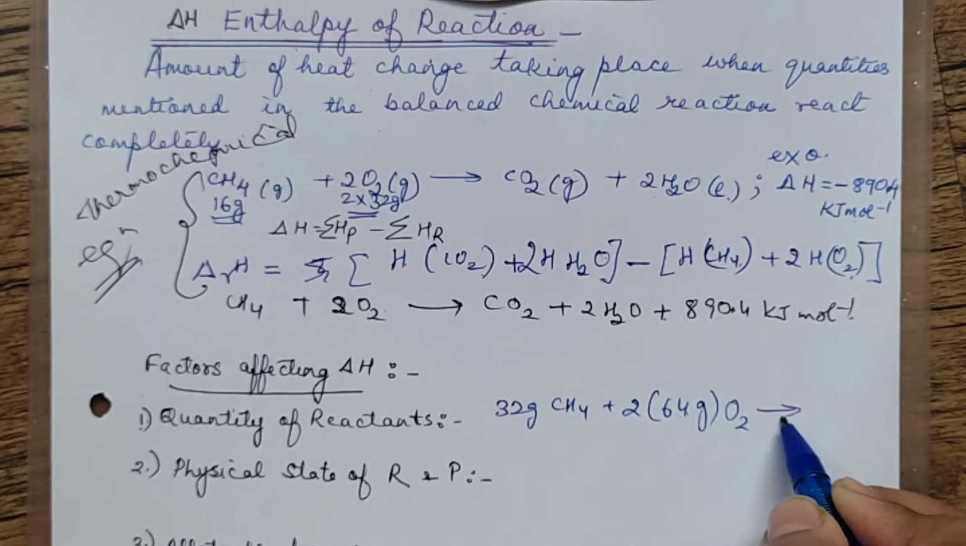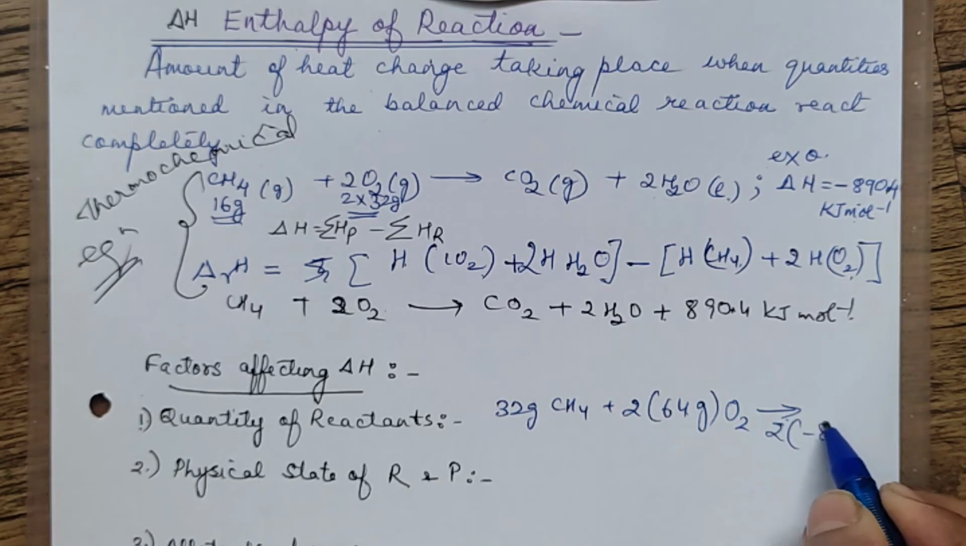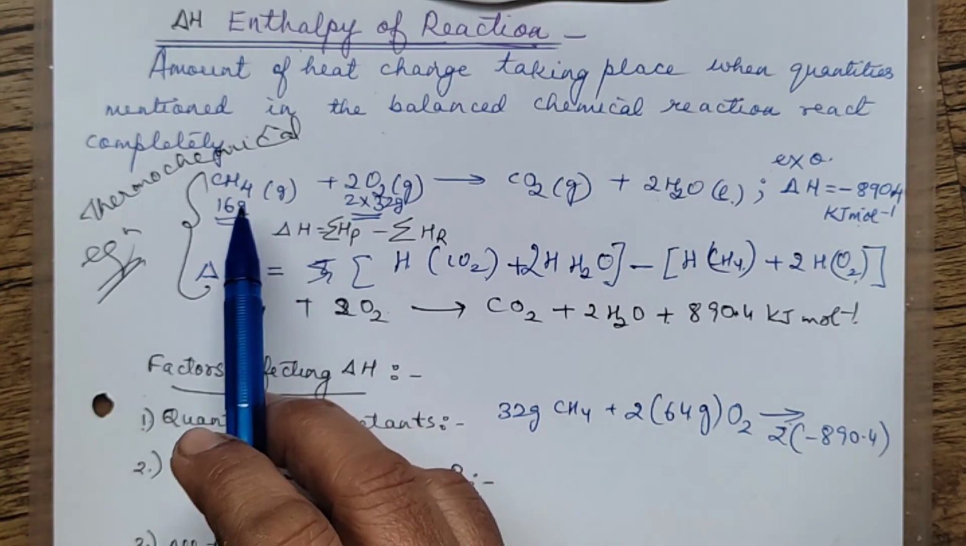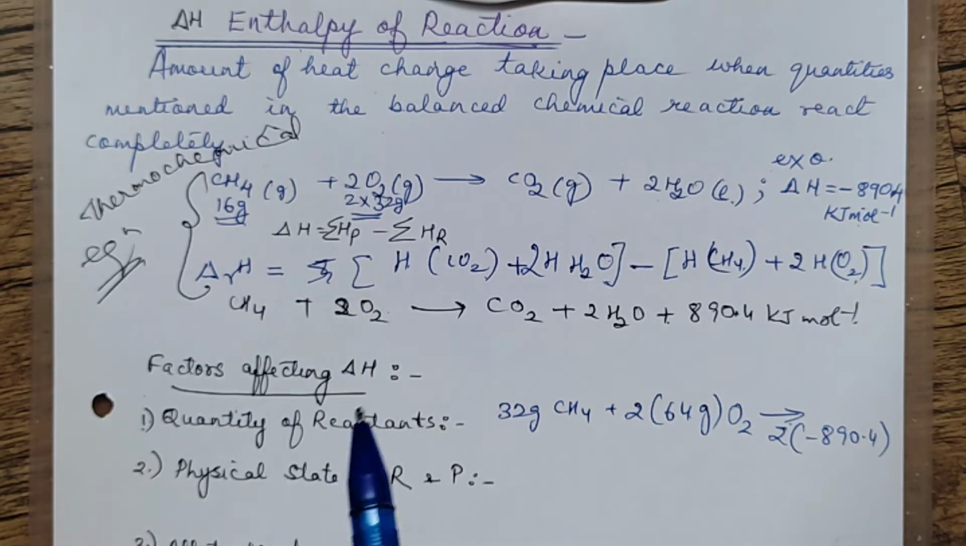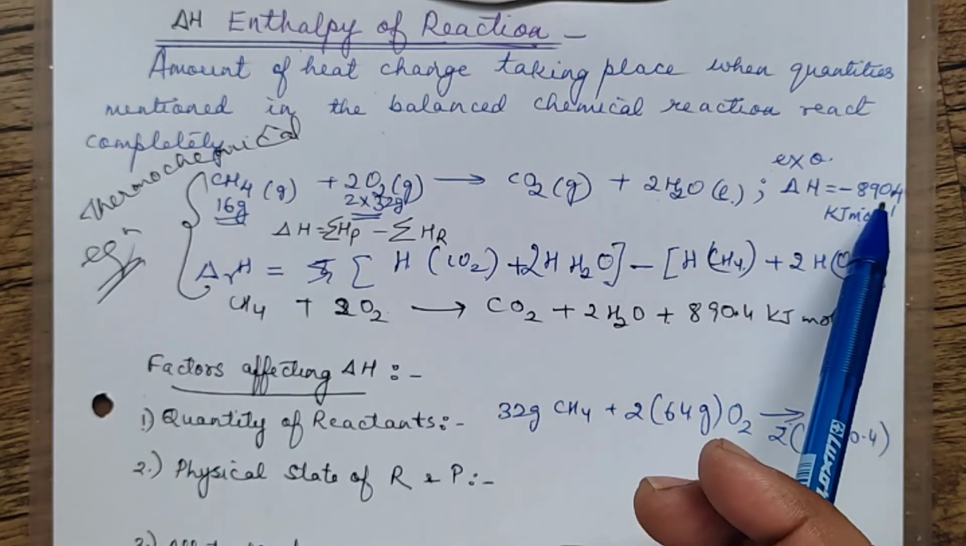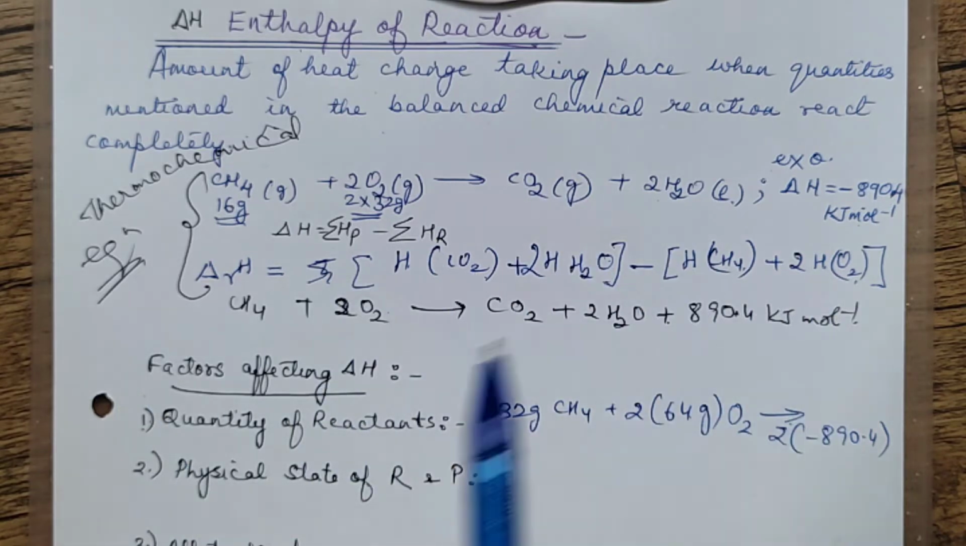Then what will be the heat liberated? It will be twice of that. It will be 2 into minus 890.4. Means whatever changes you make to the quantities mentioned, the heat changes also will be changing accordingly. If you halve the amounts, then the heat also will be half. If you double it, make it 4 times, accordingly the delta H value will change.